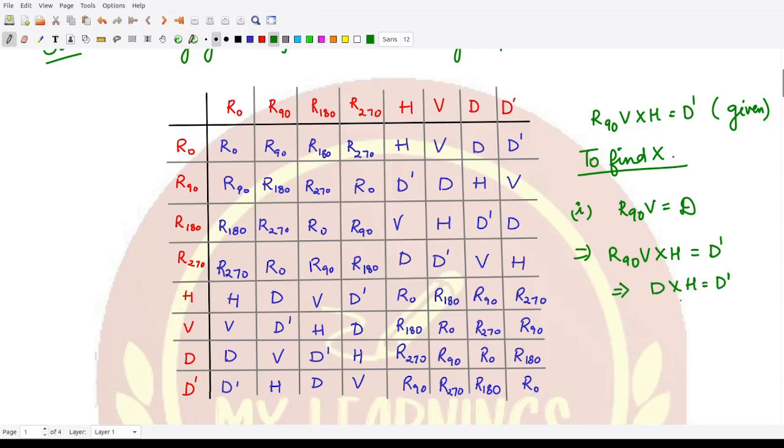Now let's see what we have here. Finally, the final thing is D', which is required. So let's do the second step and see what X is. If we take this H, and within this X we have D' at this position, this corresponds to R90. So that means the value of X H in this case is R90, correct?